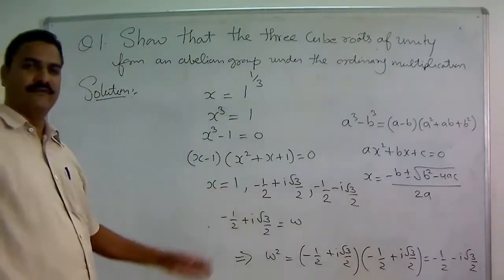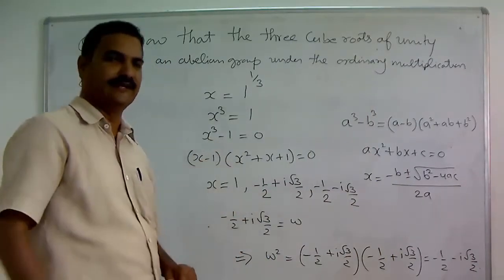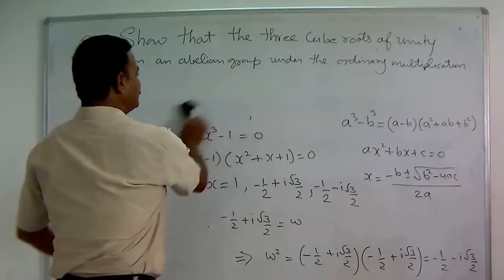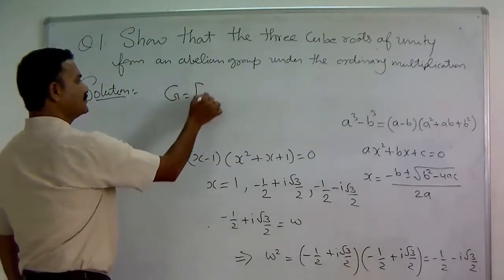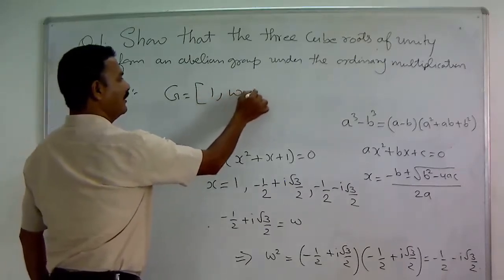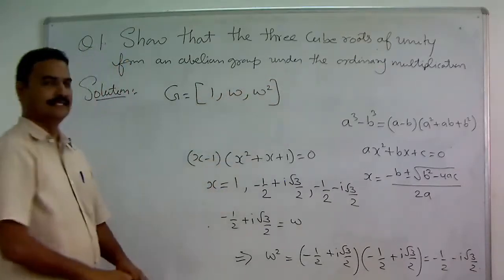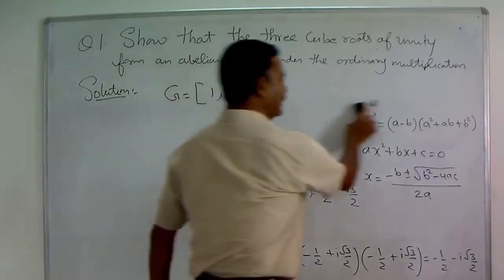So in this manner, we find all three cube roots of unity, which we denote by a set G, which consists of 1, omega and omega square. These are the three cube roots of unity.